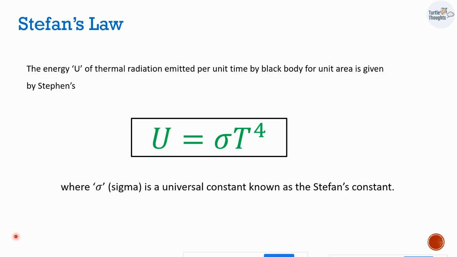We will be ending with Stefan's law for today's class. The energy U of thermal radiation emitted per unit time by a black body for a unit area is given by Stefan's law. It is U equals sigma T raised to the power 4, where sigma is a universal constant known as Stefan's constant. The energy U is given by sigma multiplied by T raised to the power 4.